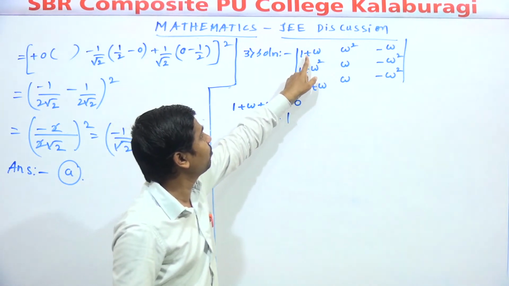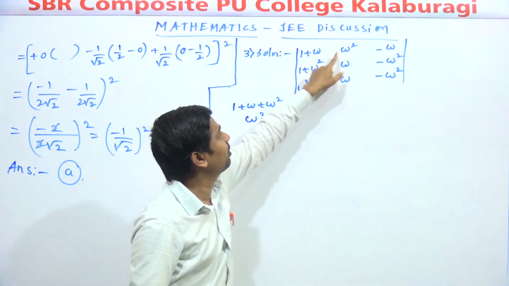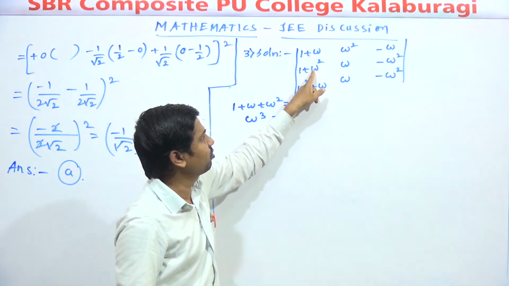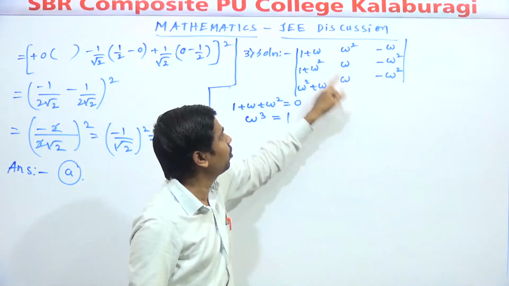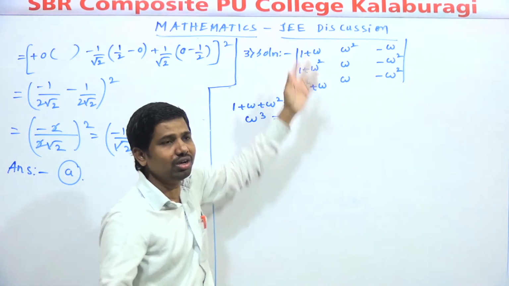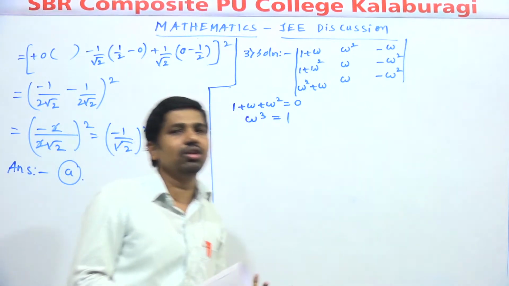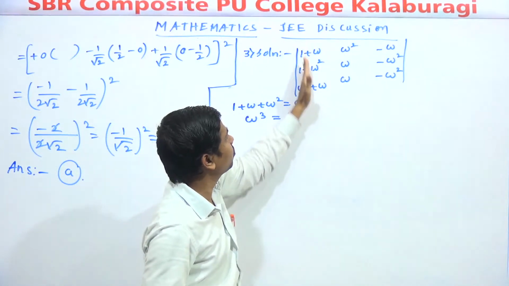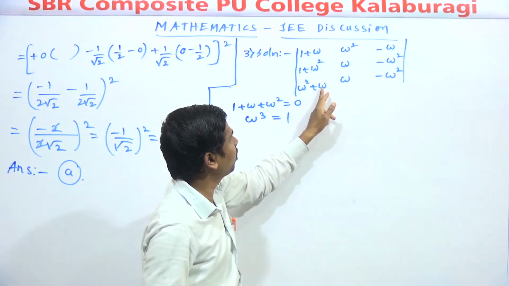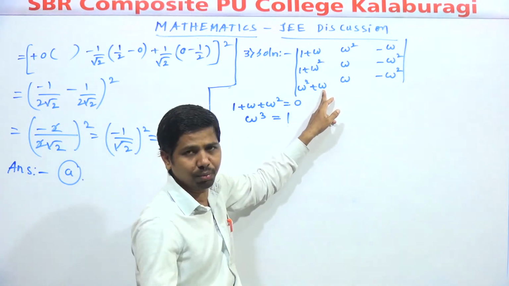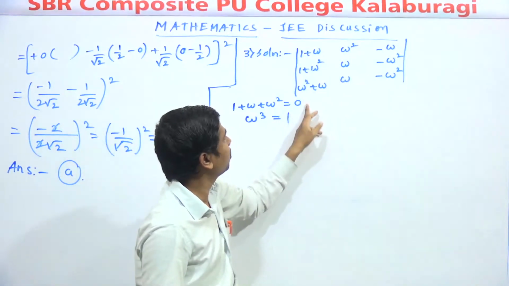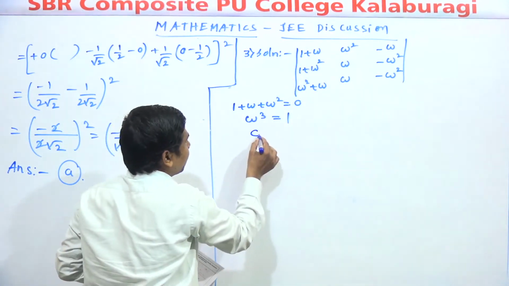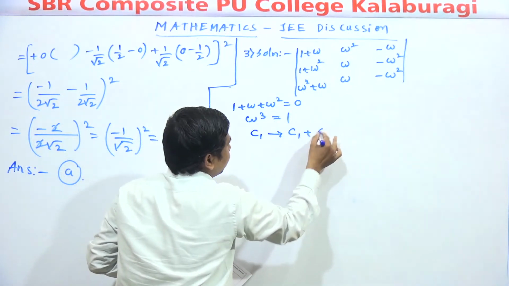You can see if you add C1 plus C2, 1 plus omega plus omega square equal to 0. C1 plus C2 means these two terms become 0. In a determinant, if two elements are 0, it is easy to find the determinant value. So what should be our operation? C1 changes to C1 plus C2. Here omega square plus omega plus omega is omega square plus 2 omega. But here 1 plus omega plus omega square is 0. So our operation is C1 changes to C1 plus C2.